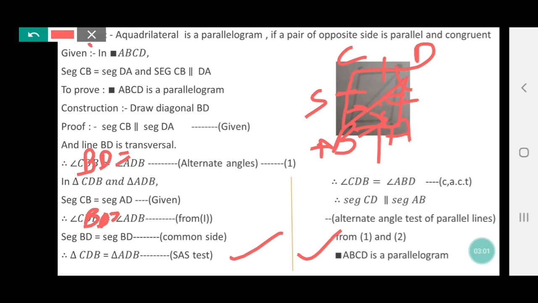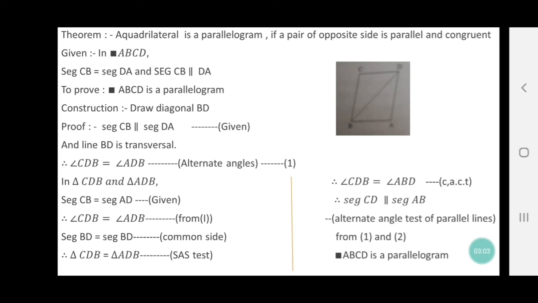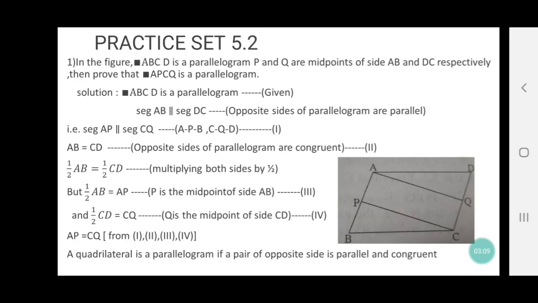We'll repeat one more time. I hope it is clear. Now we move on to the next, the practice set of 5.2, in which only 3 problems are there for this year.